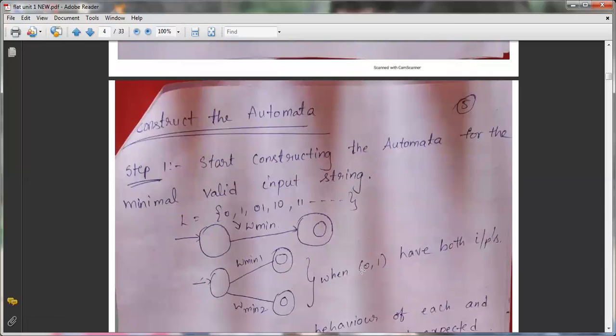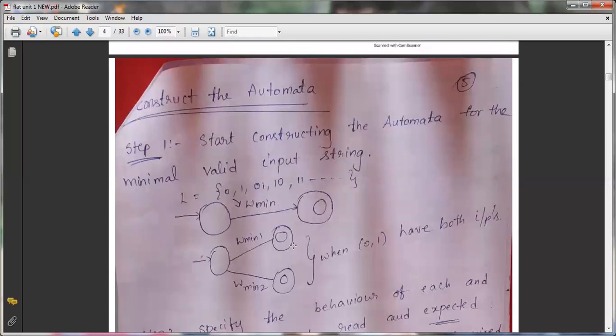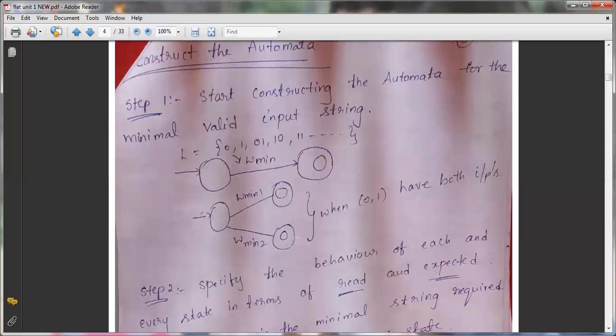Now, how to construct the automata? There will be different steps of constructing the automata. So these are my own steps of constructing the automata. These particular steps are not at all available in any of the videos or any of the textbooks. So whatever knowledge I have in this automata, I have put in a steps format here.